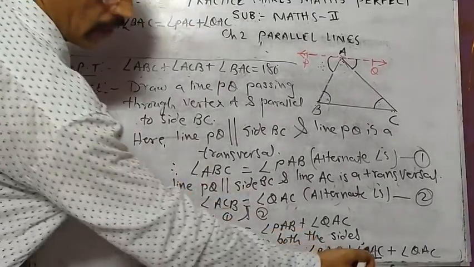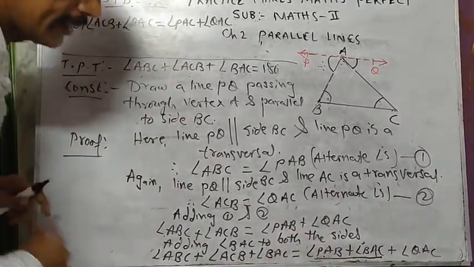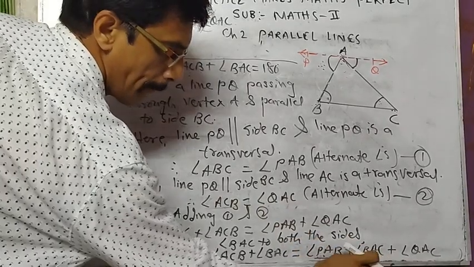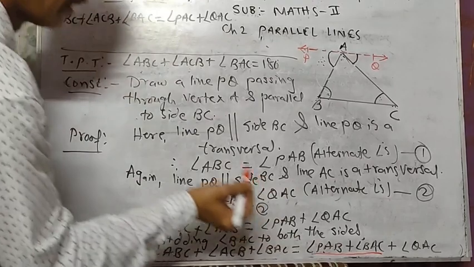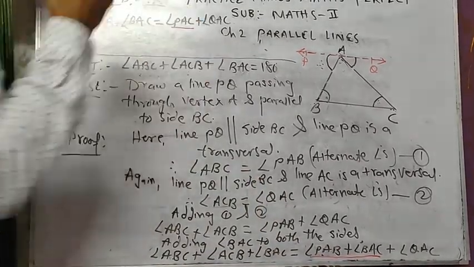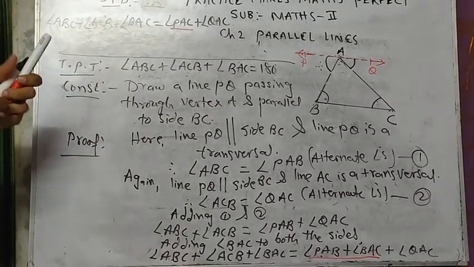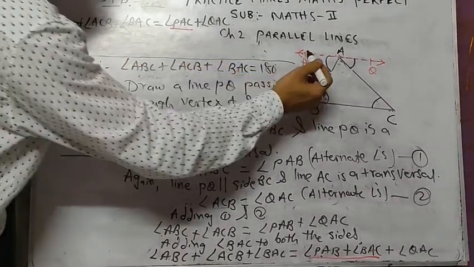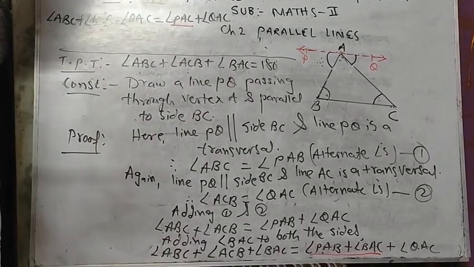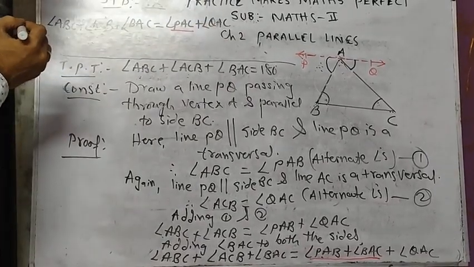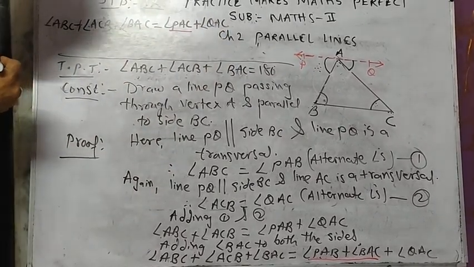Okay, these two I have underlined. Underline means I have added these two angles, and I got angle PAC. So now PAC and QAC form a linear pair. Correct? These two angles form a linear pair.